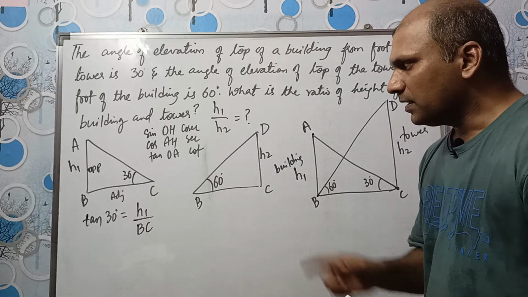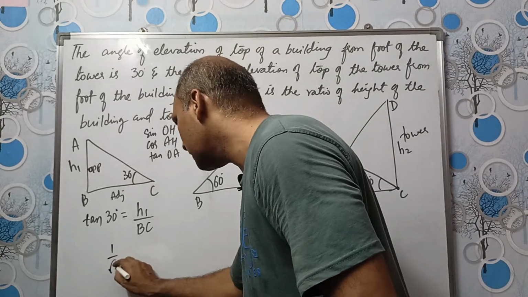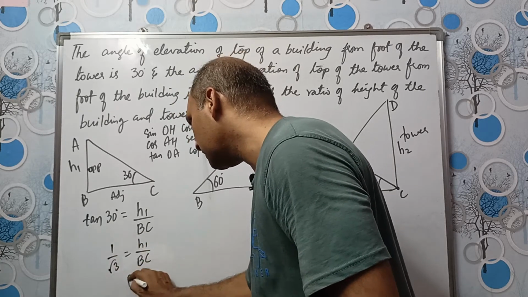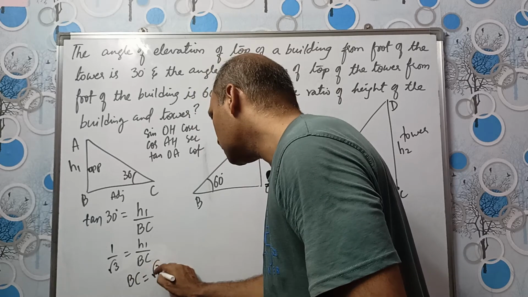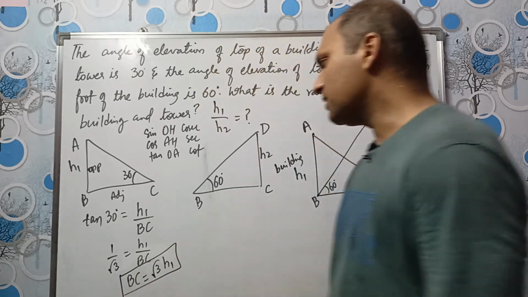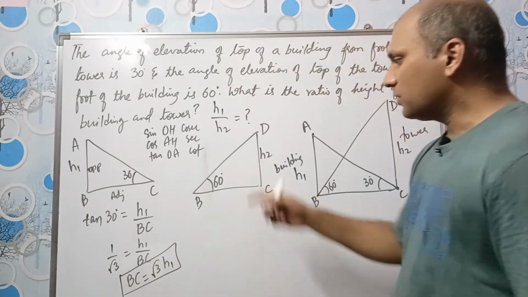Okay. Now what is the value of tan 30? It is 1 by root 3. So this is 1 by root 3 is equal to h1 by BC. So if you cross multiply, BC will be equal to root 3 times h1. Okay. BC is equal to root 3 h1. Alright, let us come to this triangle.